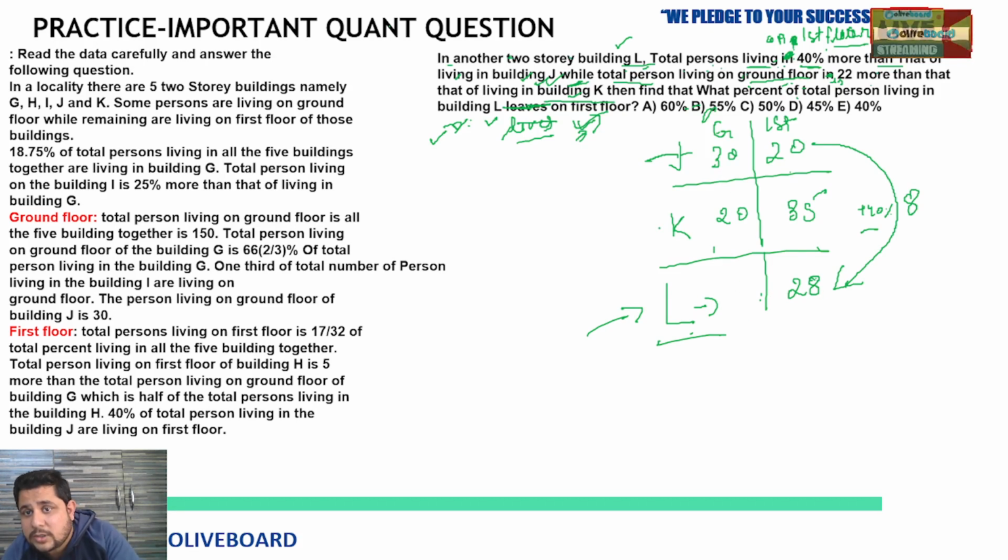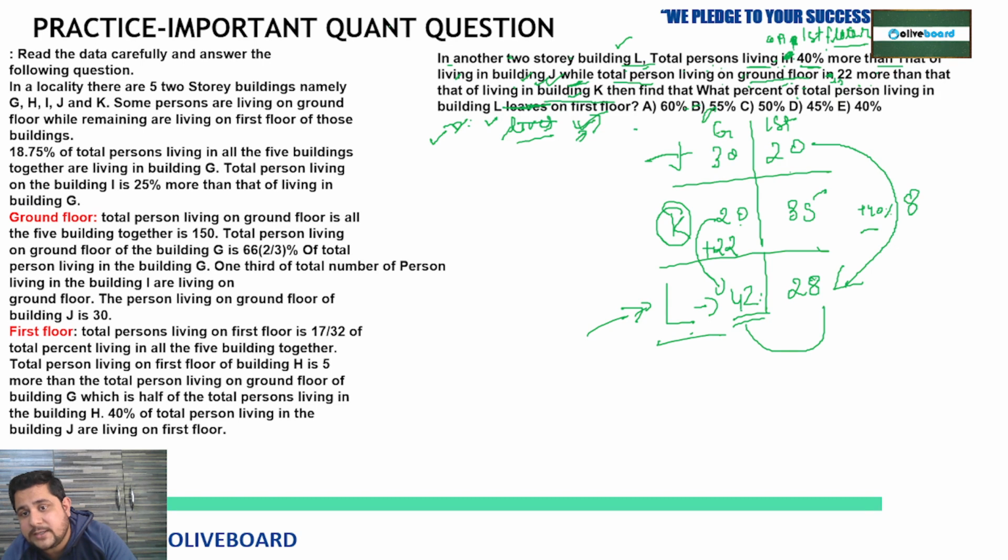No. So they have also given us the ground floor data. The total persons living on the ground floor is 22 more than that of building K. Okay, how much? Building K. So about the ground floor they have given: 20 plus 22, 42. It means the number of persons on the ground floor of building L is 22 more than the number of persons on the ground floor of building K. So 20 plus 22, 42.